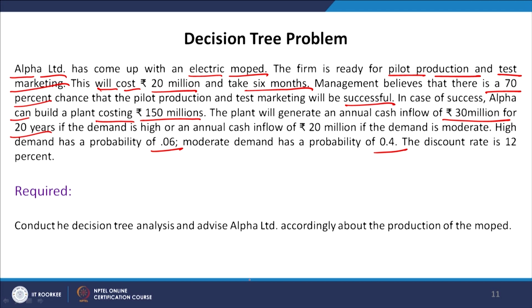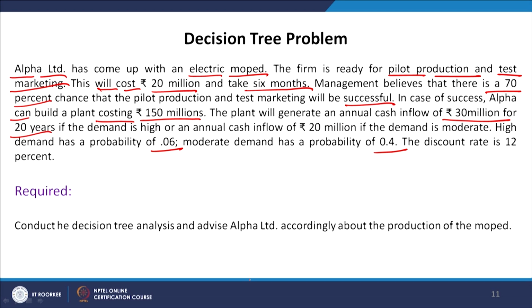Now we are evaluating this whole information. This is the electric moped. We want to start manufacturing, but final commercial production will start only after the test marketing and pilot production results become encouraging or positive. The investment required for the test marketing as well as pilot production is 20 million, but if the results are encouraging then the commercial production will start.